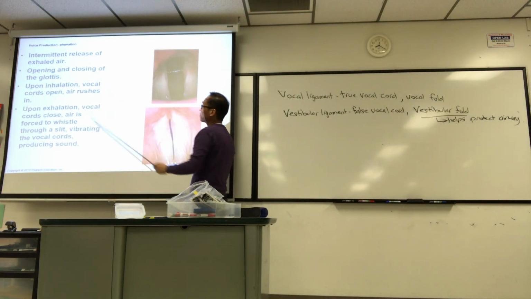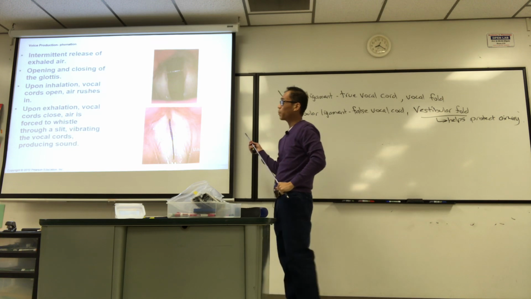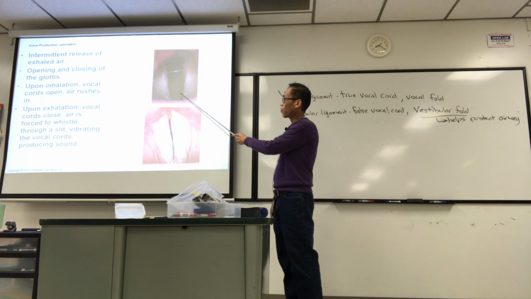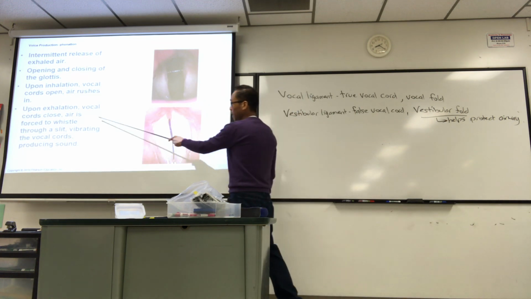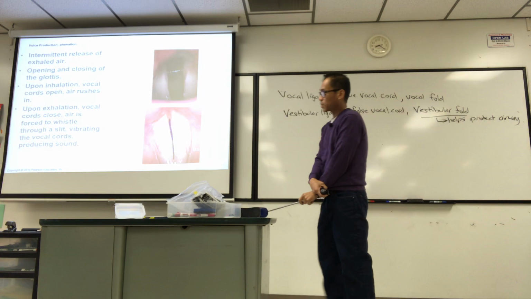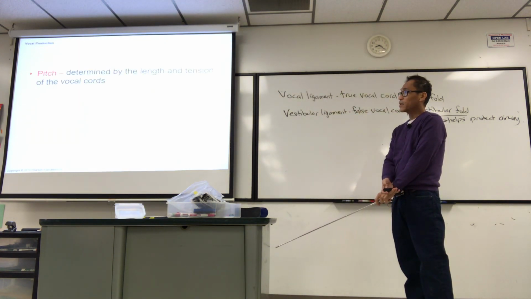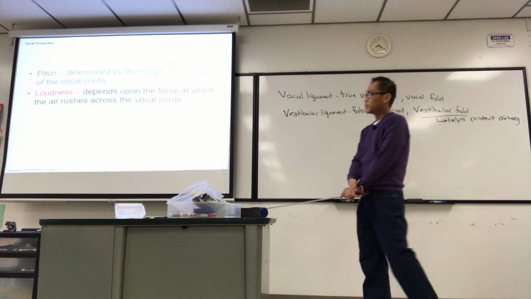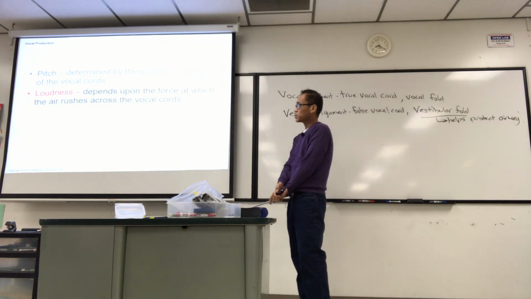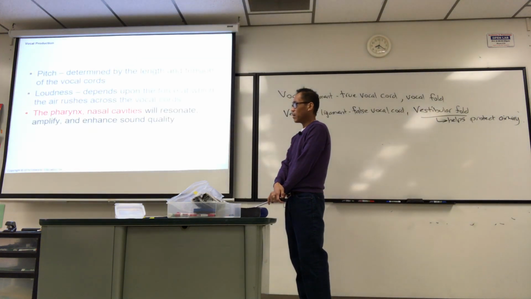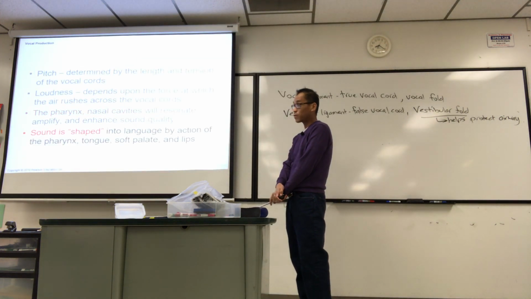So, speaking is the intermittent release of exhale, and you open and close the glottis when you do that. When you breathe in, the vocal cords open and the air rushes in, and when you exhale, the vocal cords close, and air is forced to whistle through a slit, vibrating the vocal cords, producing sound. Pitch is determined by the length and tension of the vocal cords. The loudness depends upon the force at which air rushes across the vocal cords, and the pharynx and nasal cavities resonate, amplifying and enhancing the sound quality. And of course, sound is shaped by lips, tongue, and soft palate.